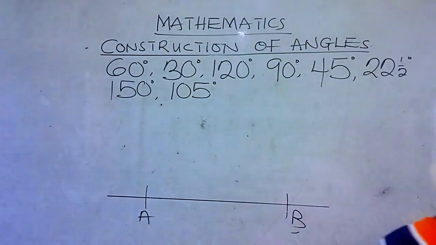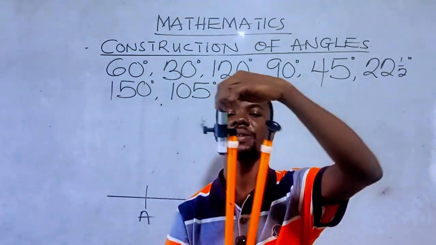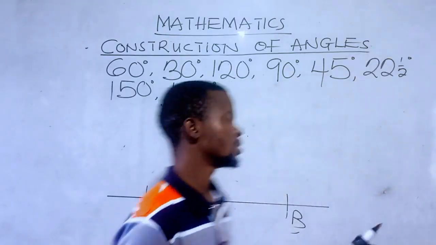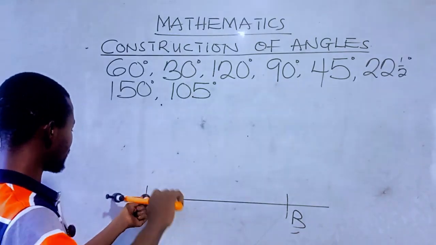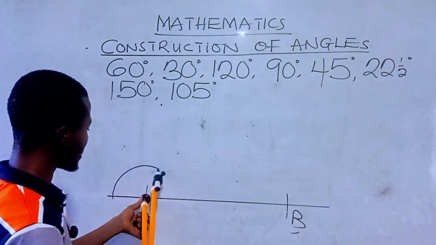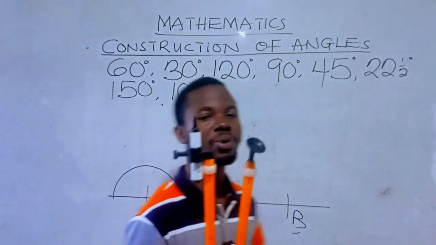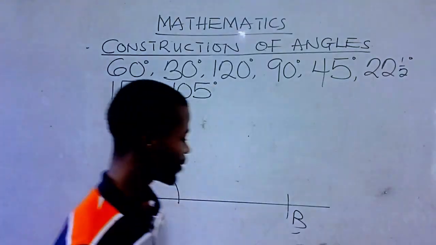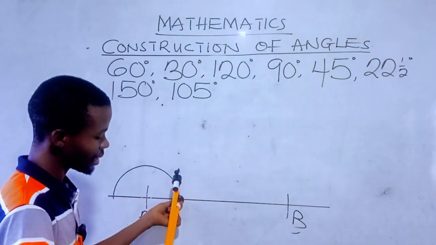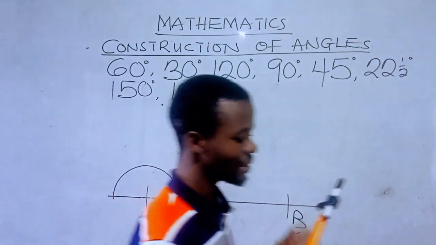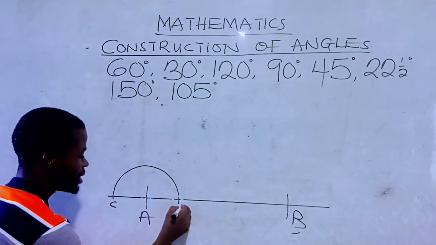So I take my compass and I open to a reasonable radius like this, probably 2 centimeters. You stand at A. Since I want the angle to be at A, then I'll make a semicircle like this. Now you don't change the opening. You don't open or close it again. You keep it like that. Then you stand at this side. Let me name that place to be, let's say here is C and here is D.